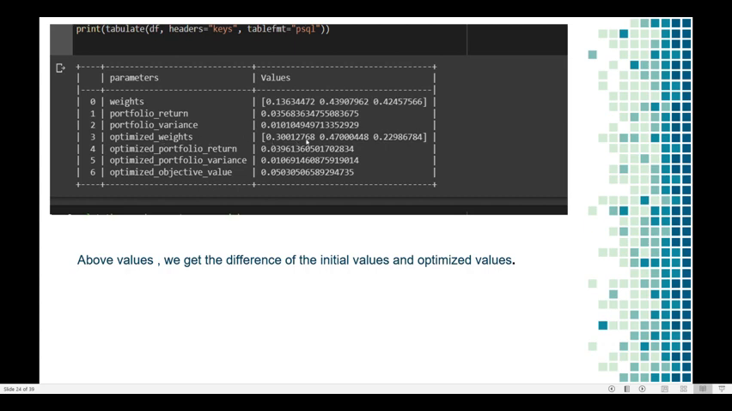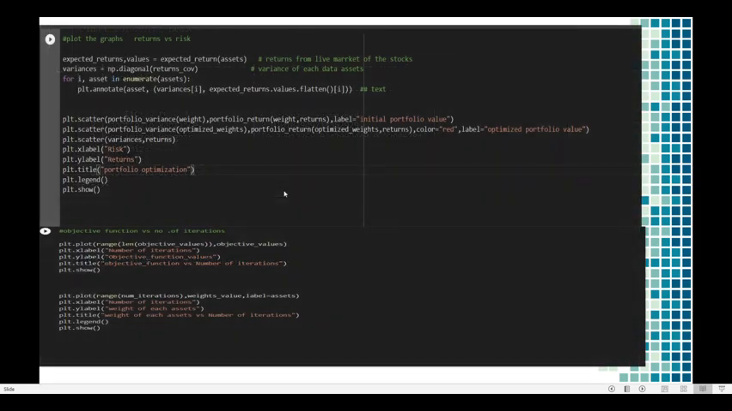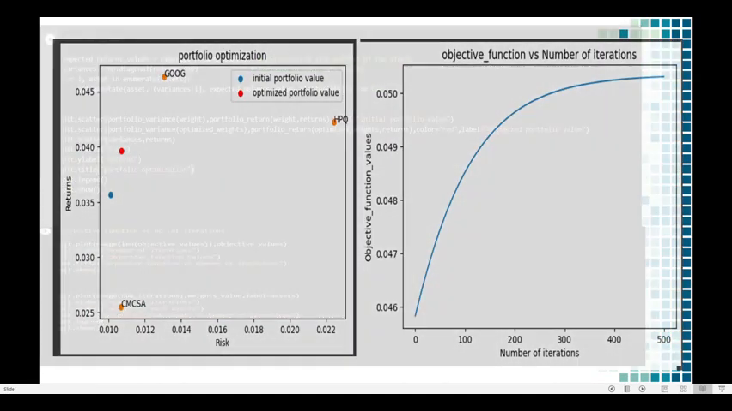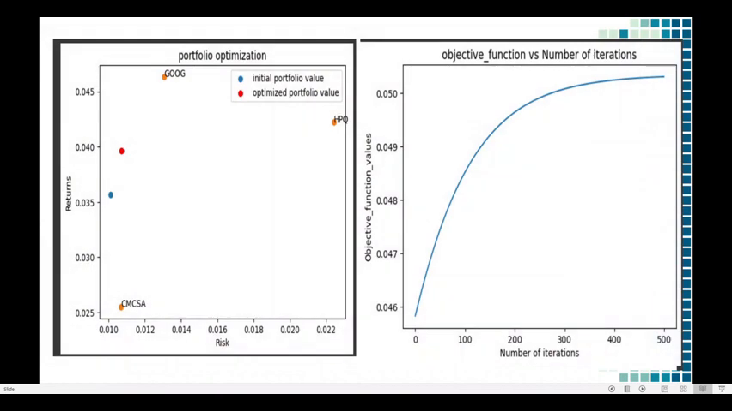If we calculate the portfolio return, it's 0.39, and the portfolio variance is 0.609. So if you plot the graph, here the red dot indicates the optimized portfolio value, and this blue dot explains the initial portfolio value. The graph is between the return versus risk.